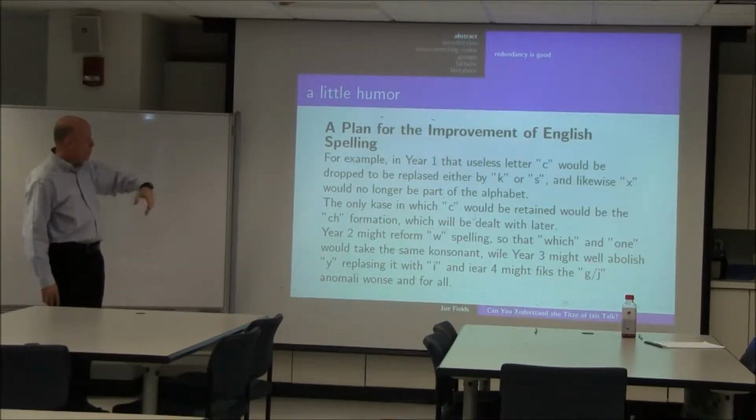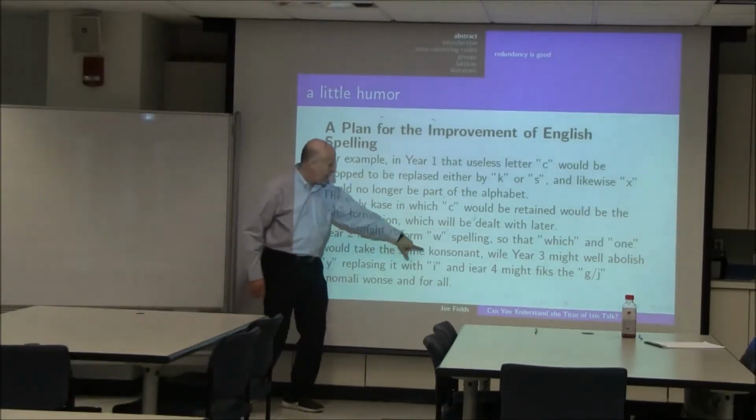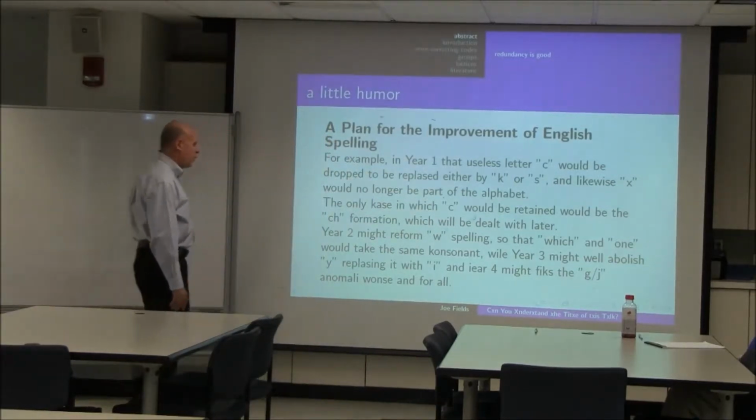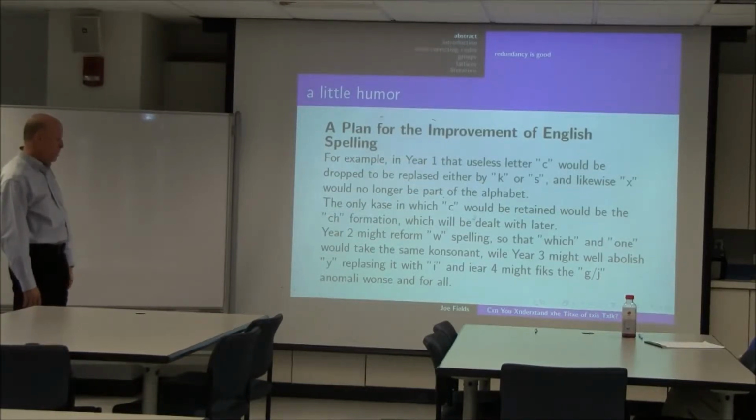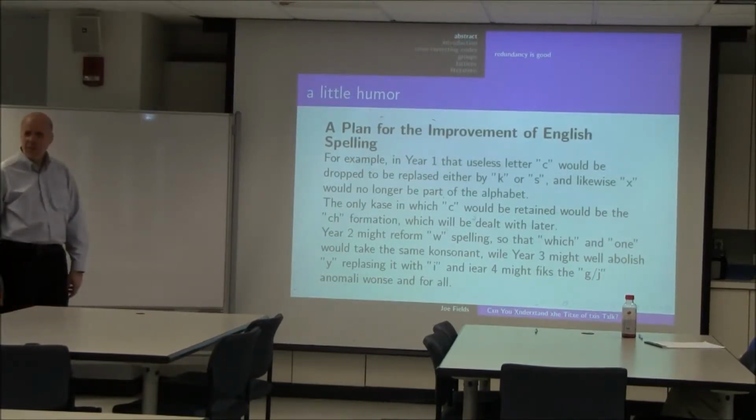Year 2 might reform W spelling so that which and one would take the same consonant. Notice how consonant has got the K instead of the C now. While year 3 might well abolish Y, replacing it with I, and year 4 might fix the GJ anomaly once and for all. Can we read that so far?